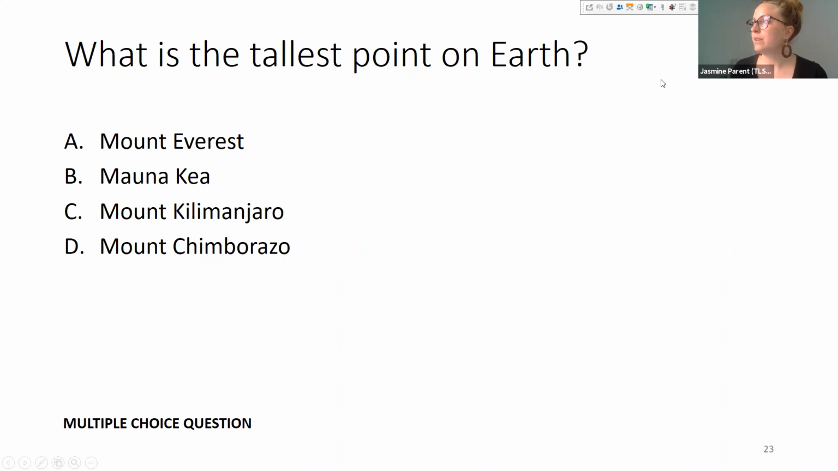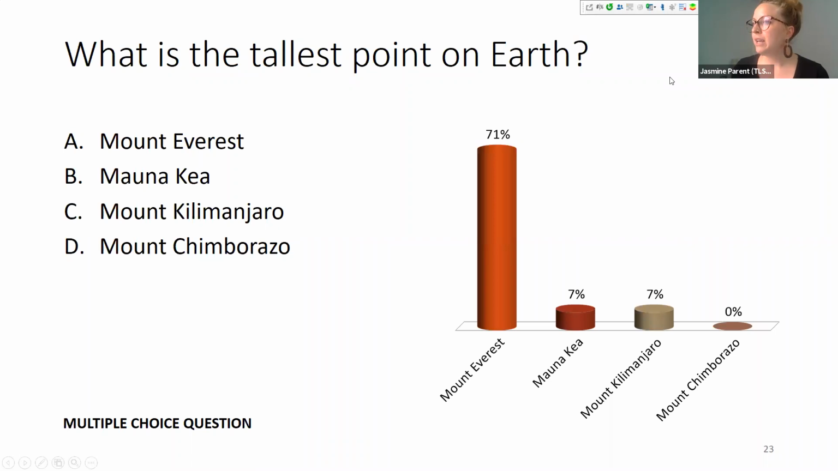So there's my 11, 12. Oh, more people are logged in. That's awesome. So I'll close the poll. Most of you have said Mount Everest. A few of you said Mauna Kea and Mount Kilimanjaro.